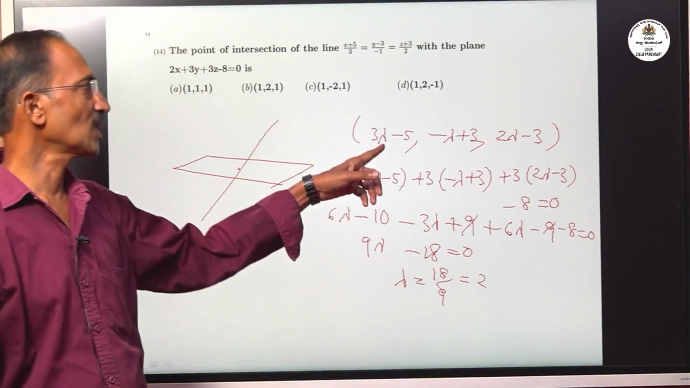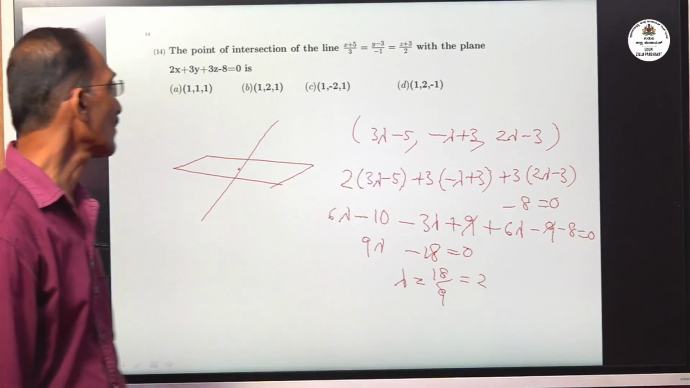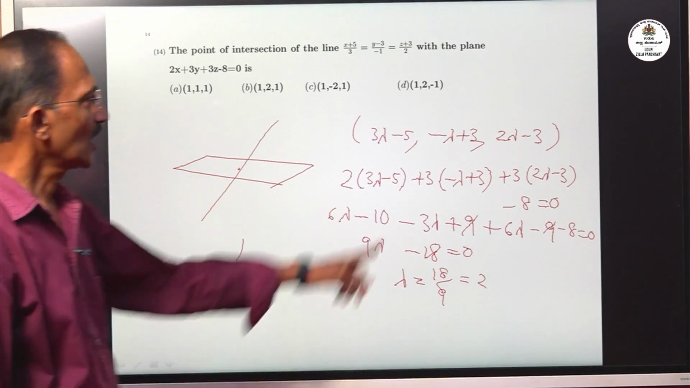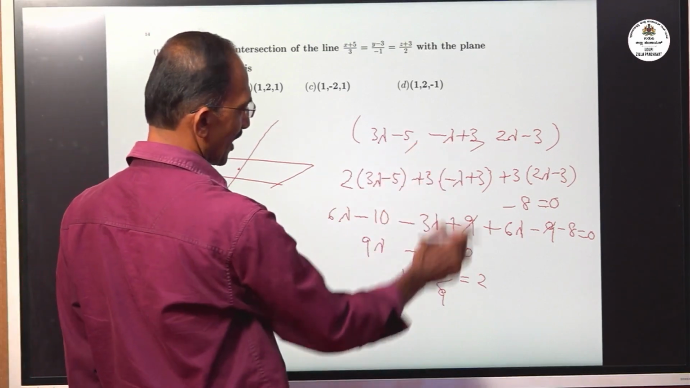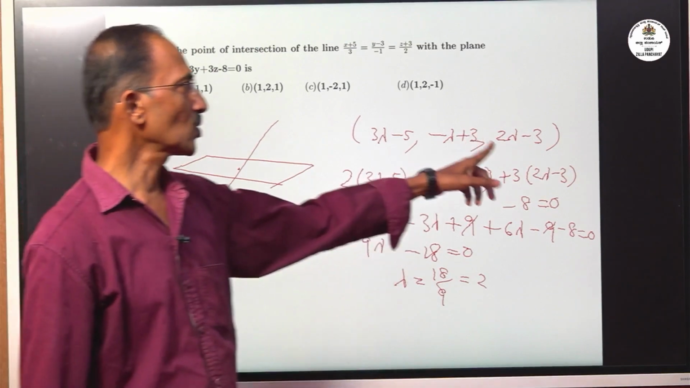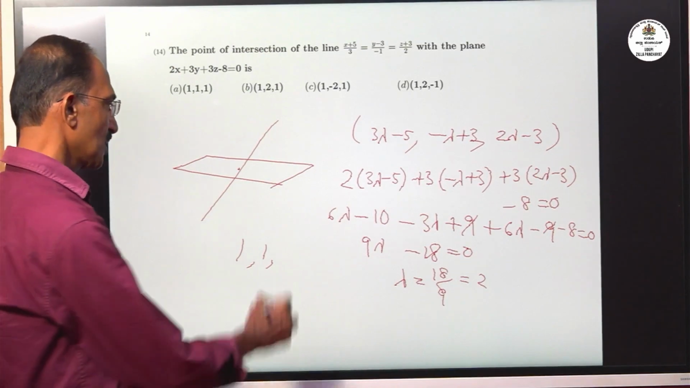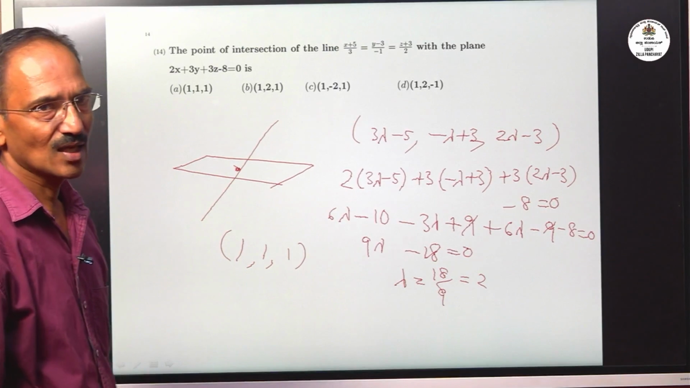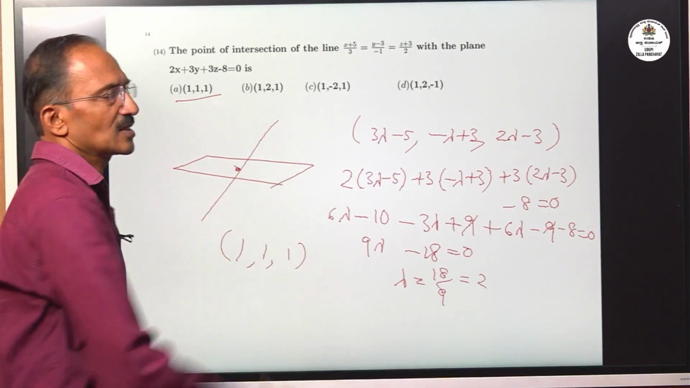Now you substitute into the general point of the line. So 3 into 2 minus 5, that is 6 minus 5, that is 1. And next one, minus lambda plus 3, lambda value is 2, so minus 2 plus 3, that is also 1. And next one, 2 into 2, 4, 4 minus 3, that is also 1. So 1, 1, 1 is the point of intersection of the line and the plane. Option A is the right answer.